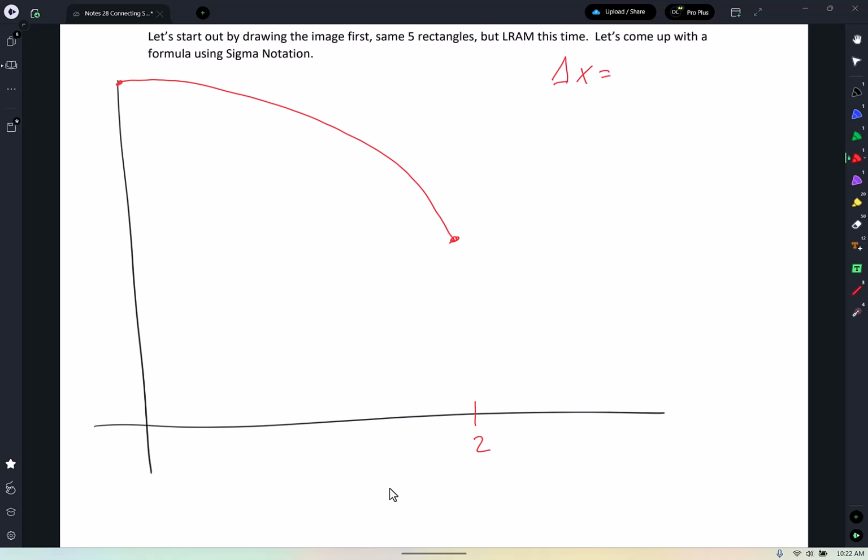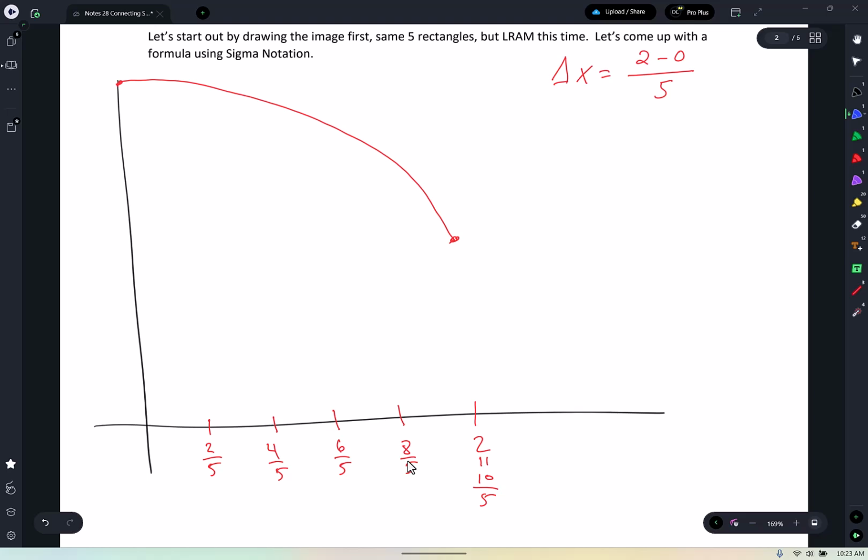Your delta x is still 2 minus 0 divided by 5, because there's 5 rectangles. So let's see. First rectangle, second rectangle, third rectangle, fourth rectangle. 1, 2, 3, 4, 5. Okay, there it is, 5. So this one is 2/5, 4/5, 6/5, 8/5, and then this is again 10/5, which is 2.